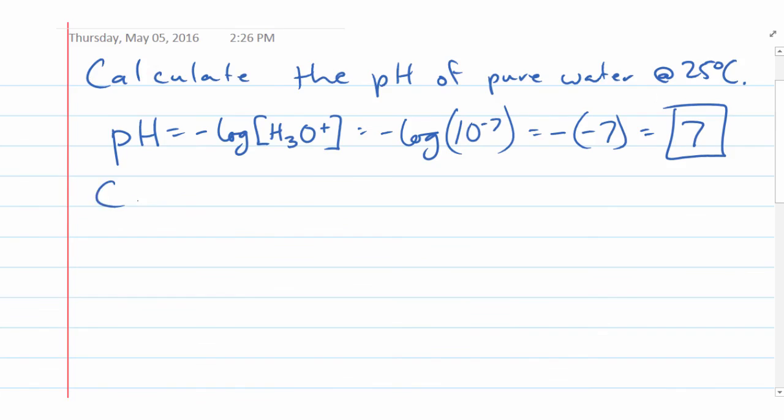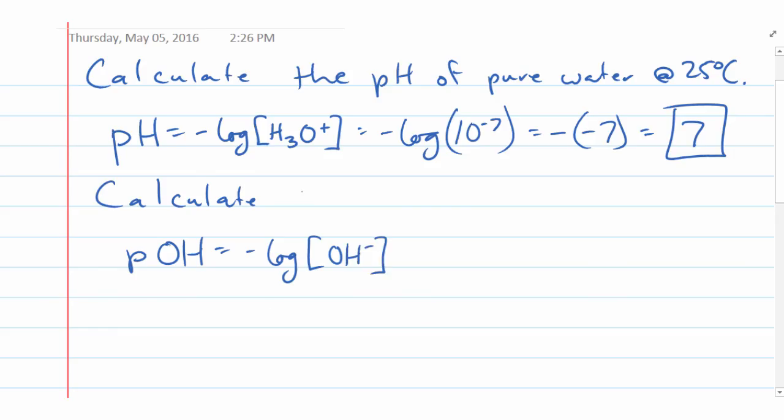If we want to calculate another value, there's another value called the pOH. Now, if the pH is the power of hydrogen, that must mean that the pOH is the power of hydroxide. And the way that we calculate the pOH, remember P again means to take the negative log of the quantity. So we're going to take the negative logarithm of the hydroxide ion concentration.